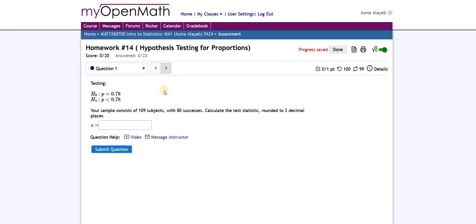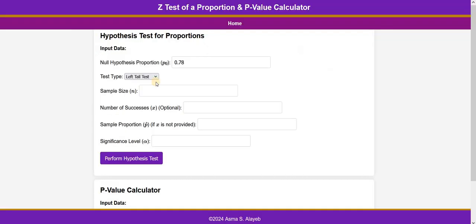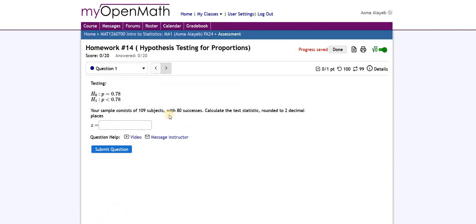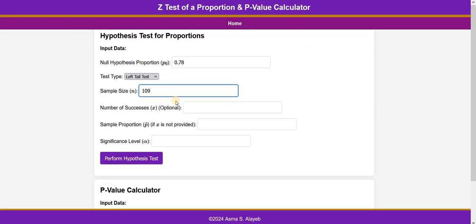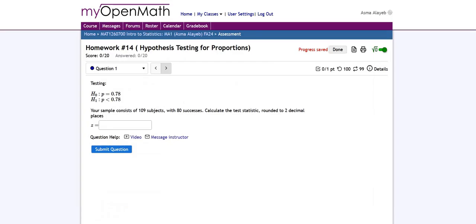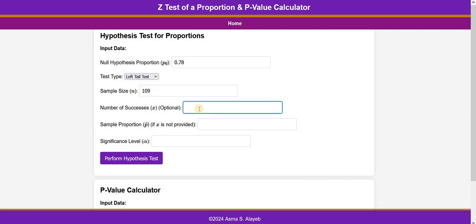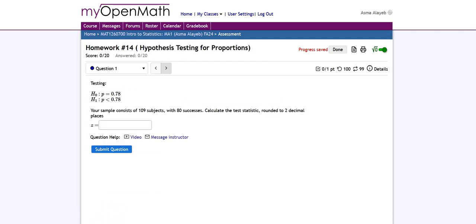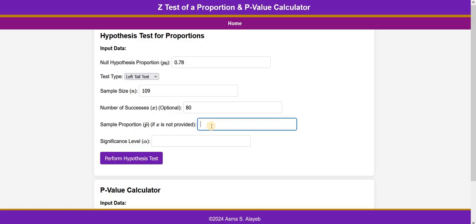Your sample consists of 109 subjects. That is the sample size. So 109 is the sample size, with 80 successes. Calculate the test statistic, round to 2 decimal places. Again, the number of successes is basically x, which is 80. P-hat is not provided. It should be provided if x is not provided, but in this case x was given, so there is no need to give the proportion or the sample proportion p-hat.